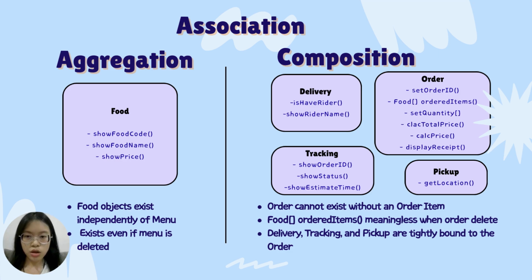For the composition, order cannot exist without an order item, and the delivery, tracking, and pickup classes are tightly bound to the order. If the order is deleted, the tracking status and delivery details become meaningless.